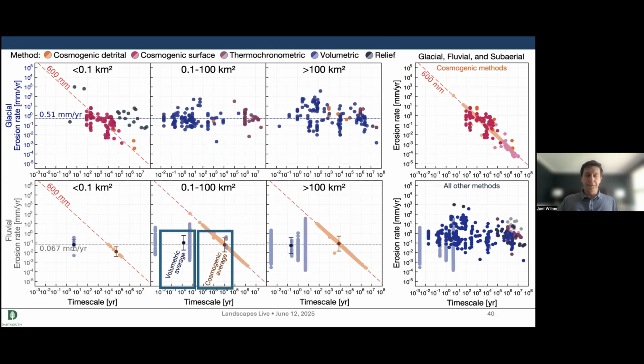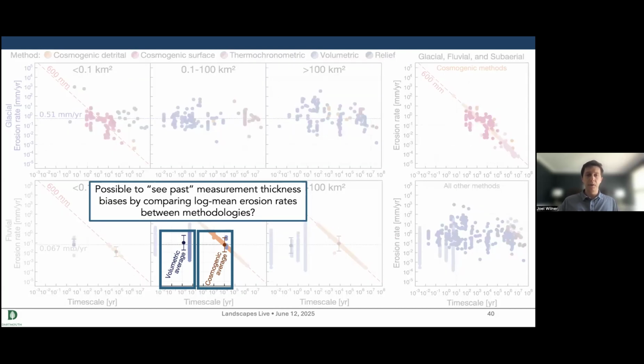Now note that the volumetric average and the cosmogenic average here in this fluvial setting are quite similar, despite cosmogenic rates having this timescale dependence. So we think it's possible, in a sense, to see past measurement thickness biases by comparing these log mean erosion rates between different methodologies. So that may be one way around the Sadler effect.